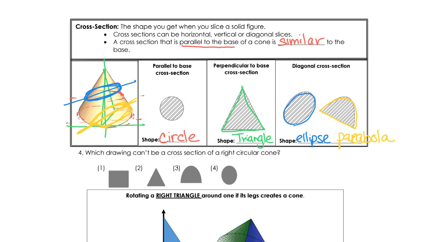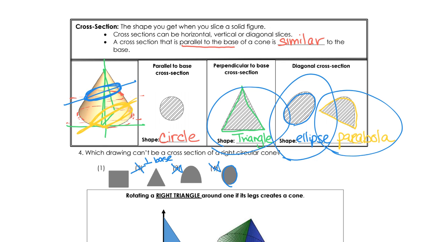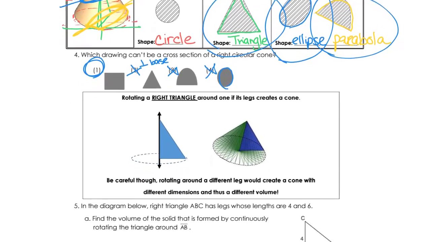All right, so number 4 is going to ask us about our cross sections. Which drawing can't be a cross section of a right circular cone? Well, if you remember, if we slice it perpendicular to the base, that's where we got the triangle. So it's not choice 2. When you went at a diagonal to the base, we got a parabola. So it's not choice 3. And this looks like not so much a circle, it looks more like an oval or an ellipse. We got that when we went diagonal to the base as well. We never ended up with a rectangle. So a rectangle is impossible to get from slicing a cone.